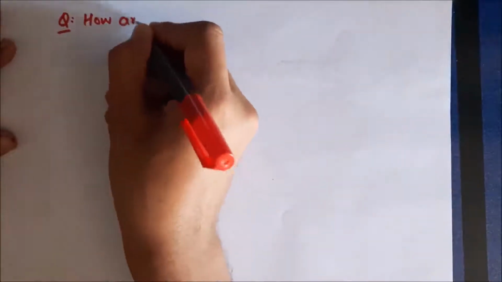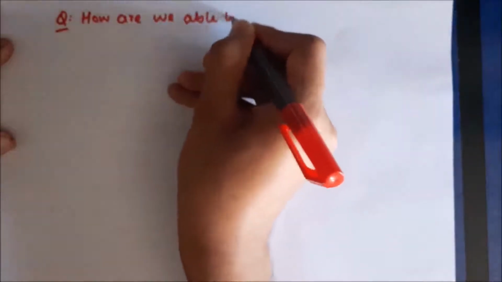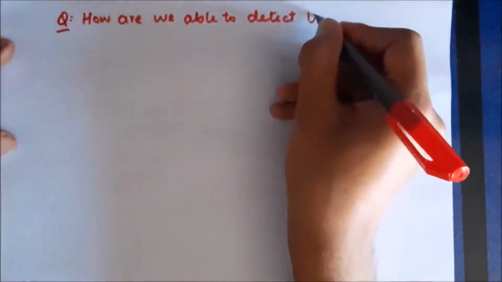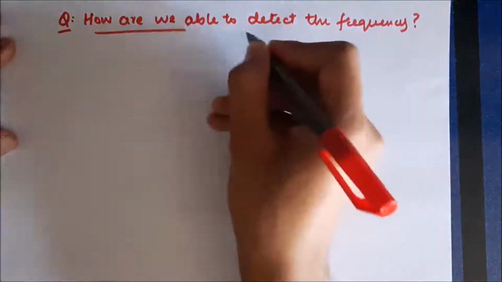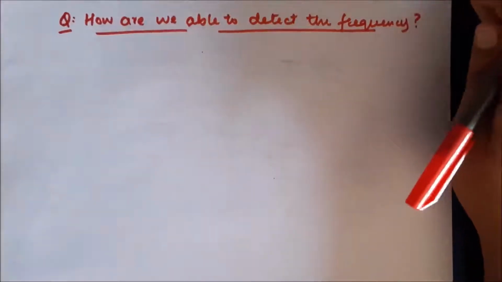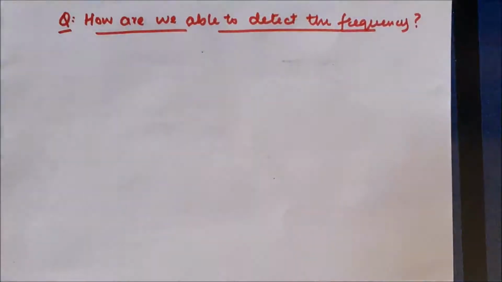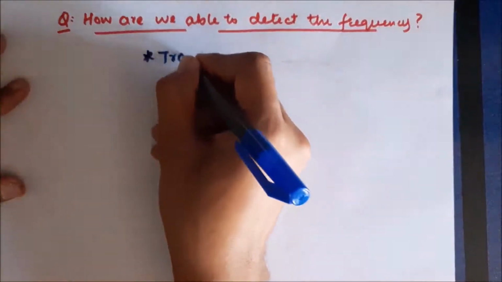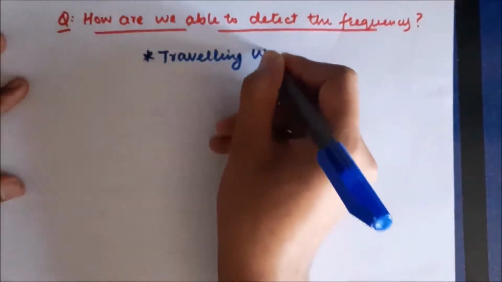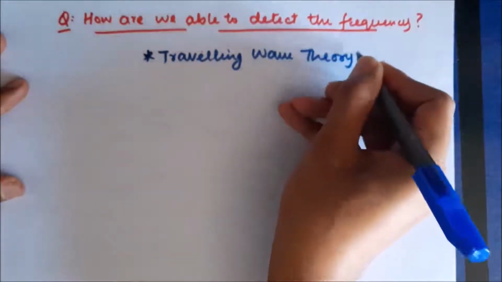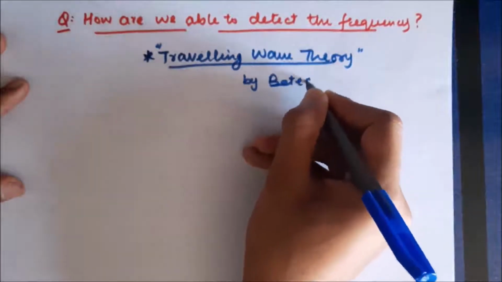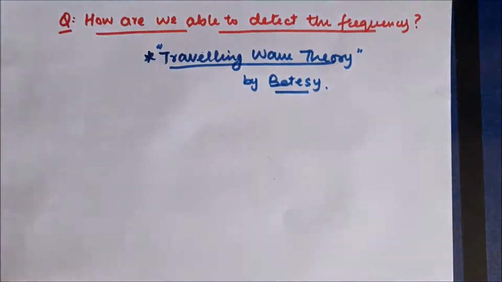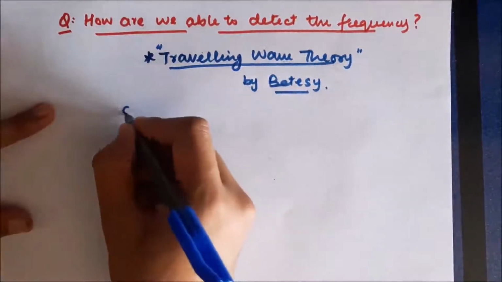Now a question should arise in our mind: how is our brain able to detect the frequency of sound that we hear? Let's say we hear a sound, how is our brain able to tell whether it has a high frequency or a low frequency? This is explained on the basis of a theory called the traveling wave theory. This theory was given by a scientist called Békésy. It's the traveling wave theory of Békésy.